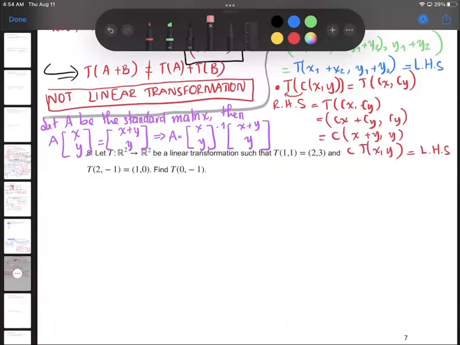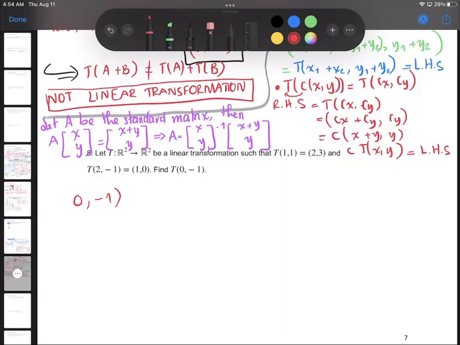So phi T of 0, -1 is equal to C1 times 1, 1 plus C2 times 2, -1. Yep.